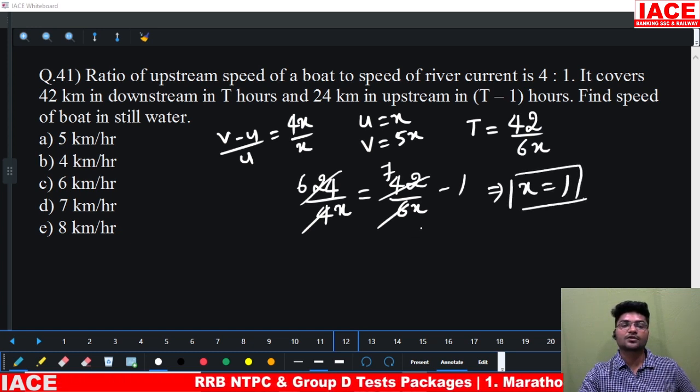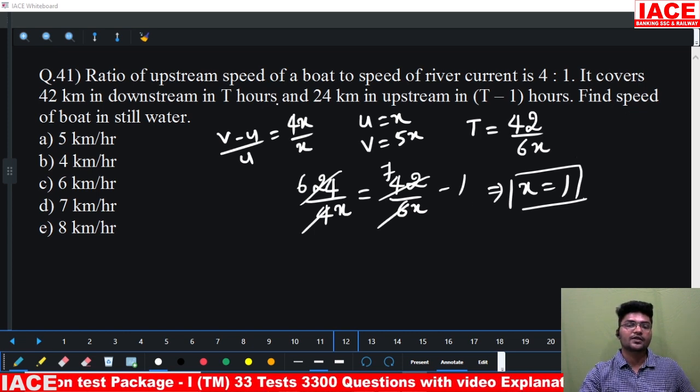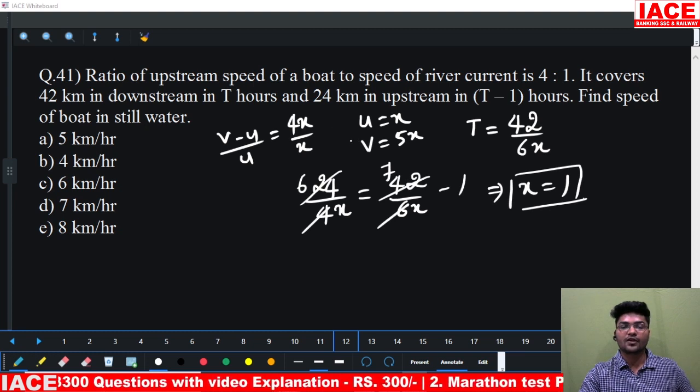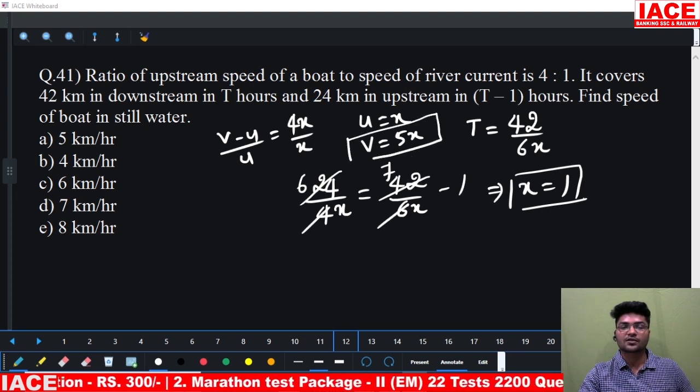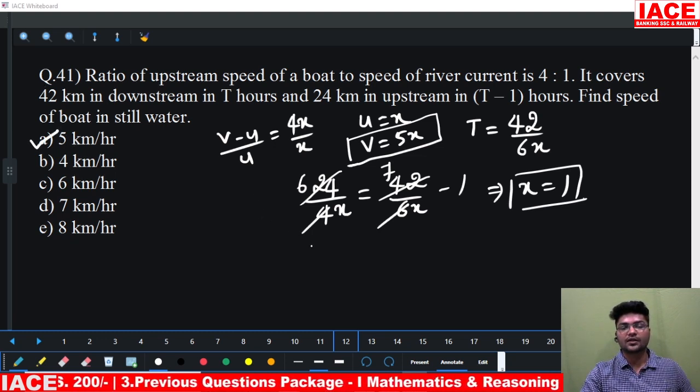Once we know x is equal to 1, what is the question asking? Find the speed of the boat in still water. Speed of boat in still water means V. V is how much? 5x. 5x means how much? 5 kilometers per hour. 5 kilometers per hour, option A. Option A is the correct answer.